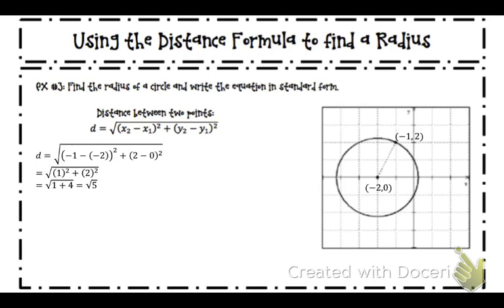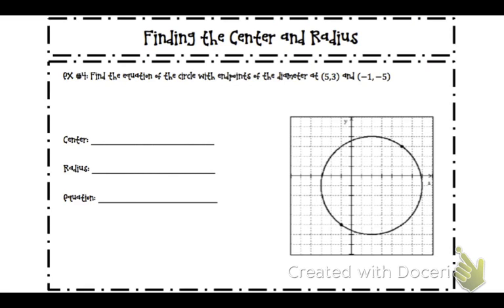Then we need to write an equation of this. The center is at negative 2, 0. And my radius is the square root of 5. So that's going to be (x plus 2) squared plus y squared equals 5, because the square root of 5 squared is 5. Okay?